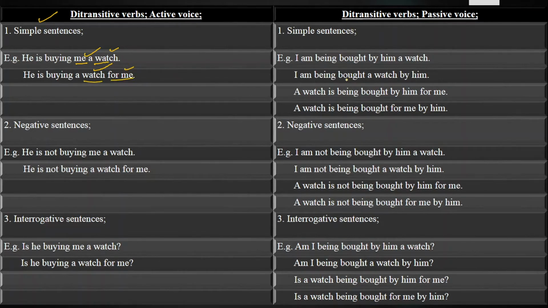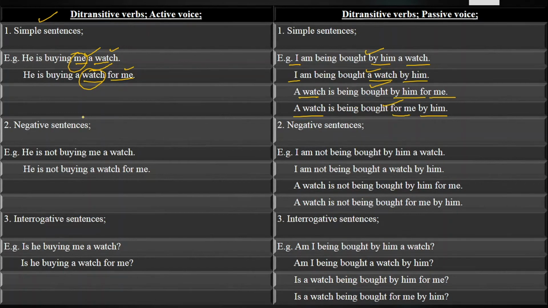There are four ways to change the ditransitive verb from active voice into passive voice. I am being bought by him a watch. I am being bought a watch by him. A watch is being bought by him for me. A watch is being bought for me by him. In the first and second ways, you bring the indirect object at the beginning in place of the subject: by him at the beginning, a watch at the end; a watch at the beginning, by him at the end. In the third and fourth ways, you bring the direct object, the non-living, a watch, in place of the subject: by him at the beginning, for me at the end; for me at the beginning, by him at the end. So these are the sentences of the ditransitive verb from active voice into passive voice.